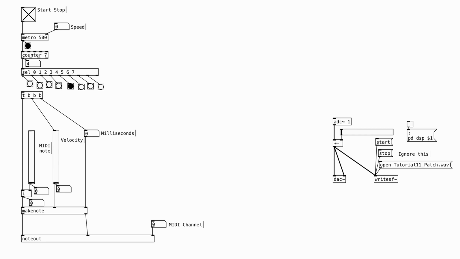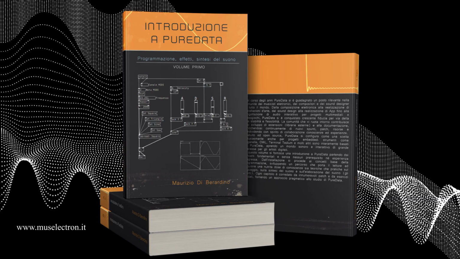Now to complete the sequencer, we have to copy and paste all of this block for the number of steps that we want. In this case, there are 8 steps, and it's basically done. We will see in the next tutorial how to make this patch graphically clean. We're going to learn how to use the graph_on_parent function for Pure Data patches.